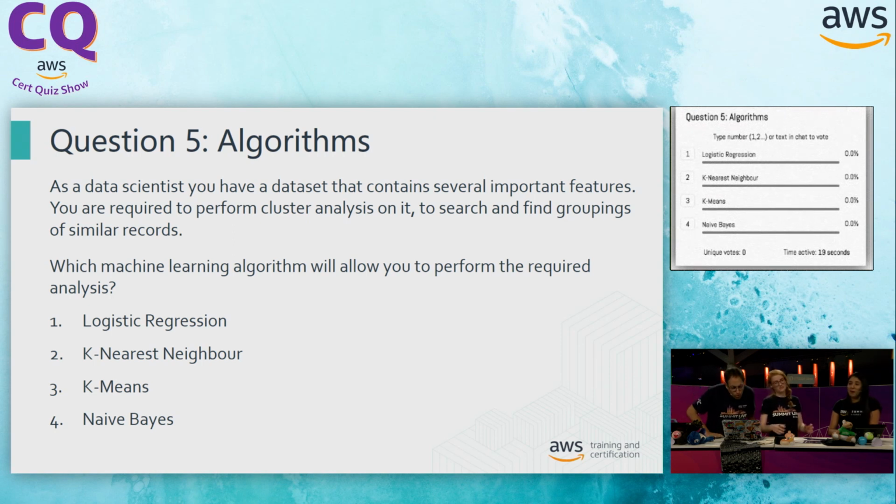Awesome. Because they're talking about clustering, out of the algorithms I have here, logistic regression is a regression algorithm. K-nearest neighbors is a classification algorithm. Naive Bayes is more about probabilistic classification. So the only correct answer which does clustering here is obviously k-means. So k-means is the answer.